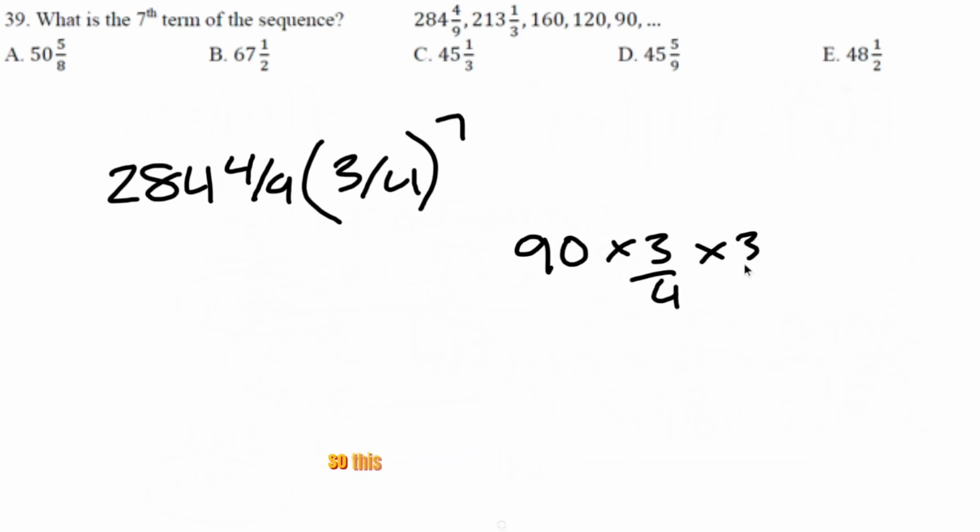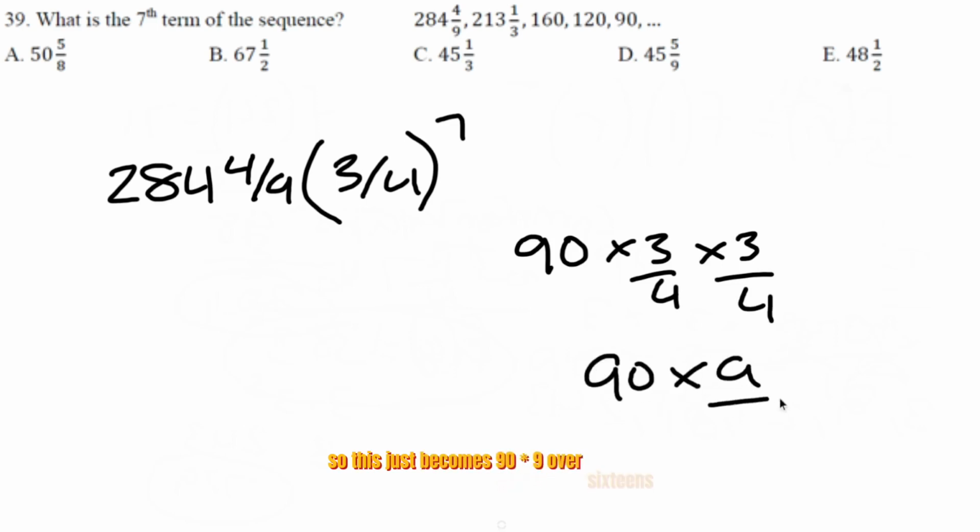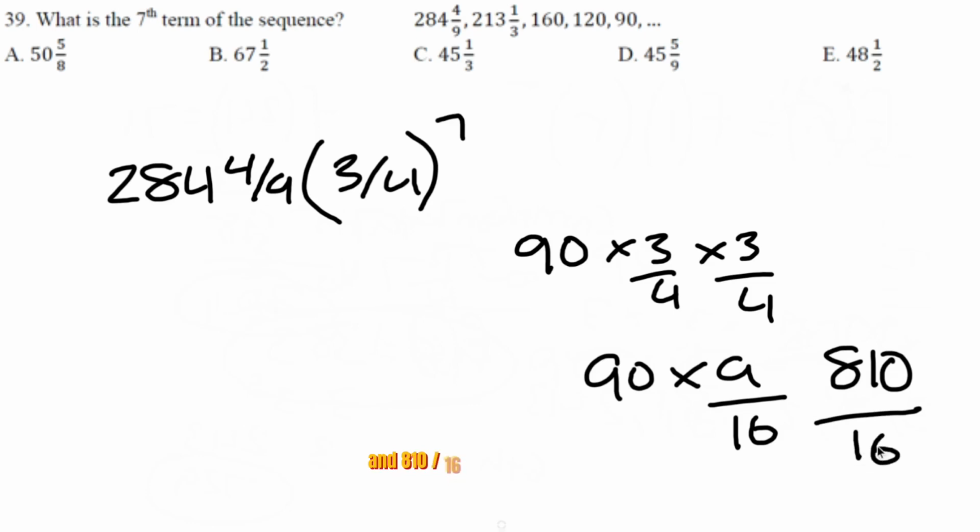So this just becomes 90 times 9 over 16ths, or 9/16 of 90. Alright, so 90 times 9 is 810. And 810 divided by 16 equals 50 and 5/8. And that's your answer. Alright, what is the sum of the next two terms of the sequence?